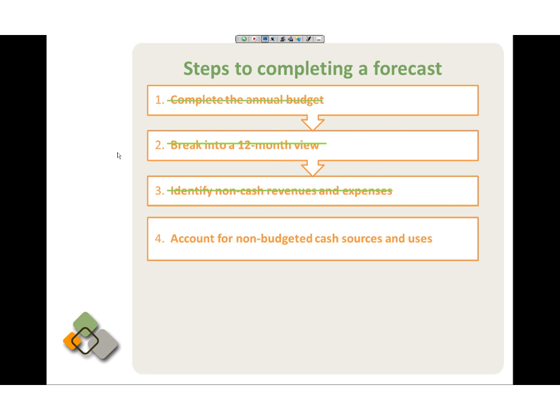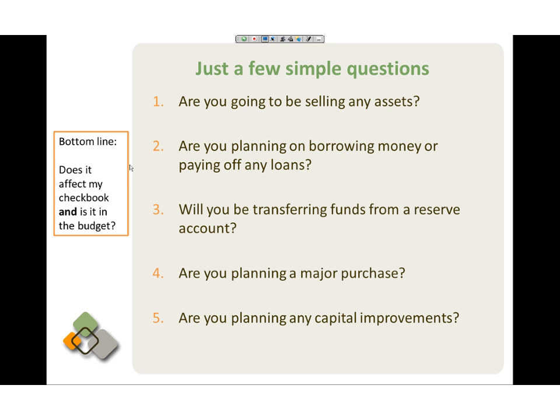Now you're going to want to account for non-budgeted cash sources and cash uses. Now, you think, well, what in the world would I have coming in that might not be in my budget? Here are just a few simple questions you could ask yourself. Are you going to sell any assets or borrow any money? If you have a reserve account, will you be able to transfer money in and out of that reserve account? Or are you planning a major purchase?